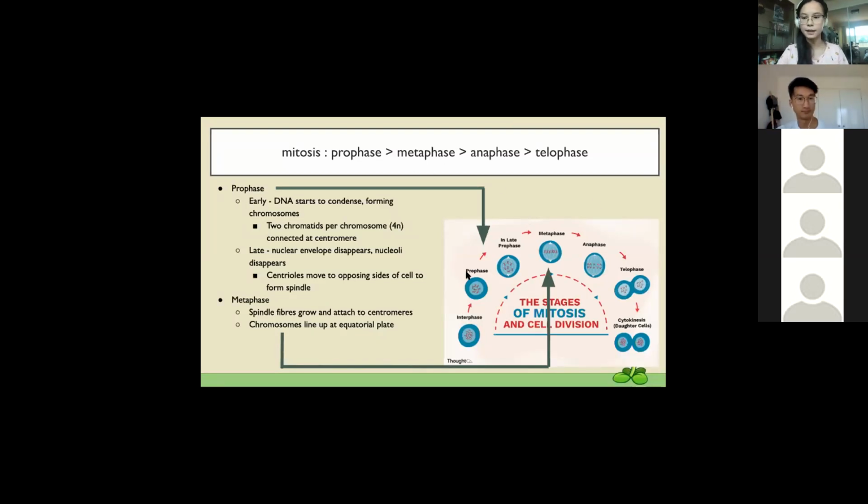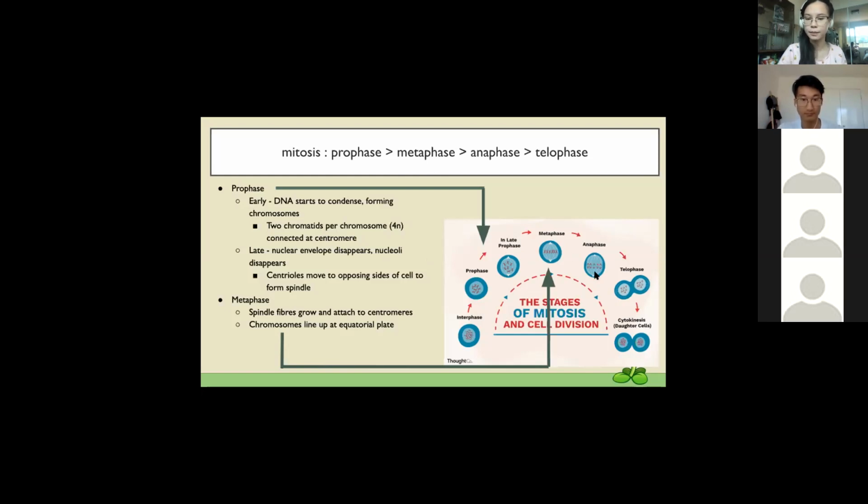In prophase, the DNA is going to condense, forming some chromosomes that you can see. And each chromosome is going to have 2 chromatids, which are connected at a centromere. The nuclear membrane is going to dissolve, and centrioles are moving to opposing sides of the cell and forming a spindle. In metaphase, spindle fibers are growing and attaching to centromeres.